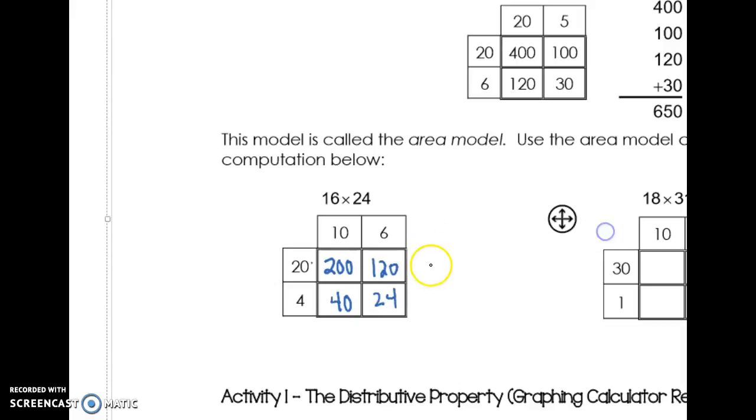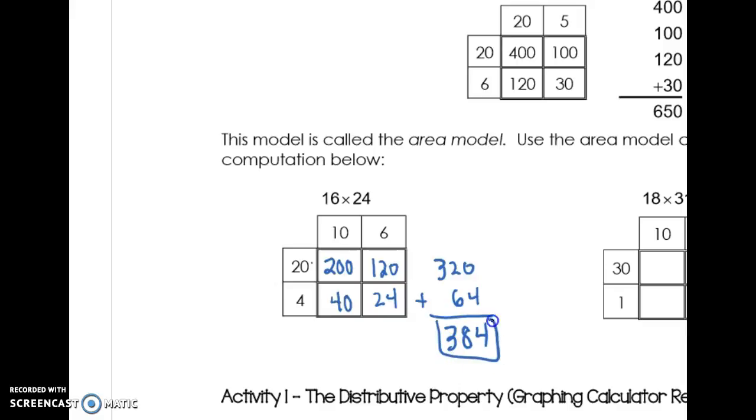So when I add 200 and 120, I get 320. And if I add 40 and 24, we get 64. Now this structure looks very similar to when we looked at two-way tables earlier in the year. Same kind of idea. When I put my like terms together here, I get 384 for my final answer.